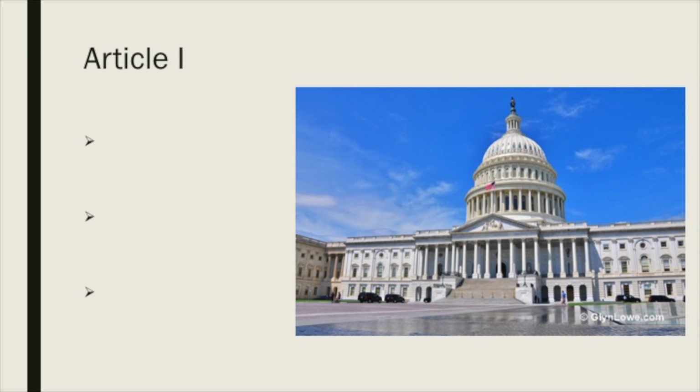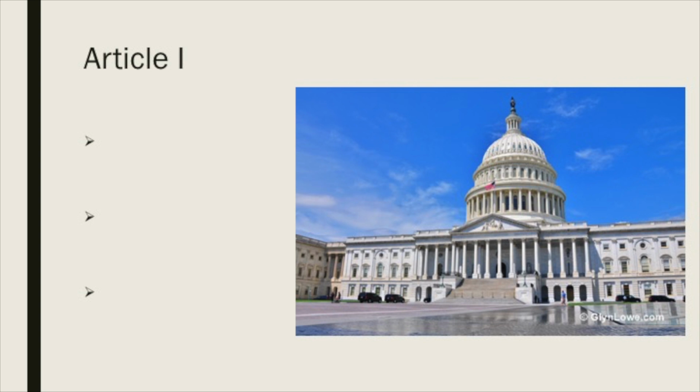Following the preamble is Article 1. Article 1 of the Constitution sets up the legislative branch of the government by establishing the House of Representatives and the Senate. The article describes who can serve in the houses, how the number of representatives is determined, when elections shall be held, and how laws are passed.